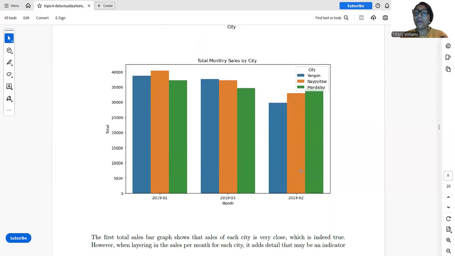But I also broke it out by month. So this can actually show you which cities are performing well during what months. It can speak to if an event happened or something of that nature. So I will be using the total monthly sales by city.